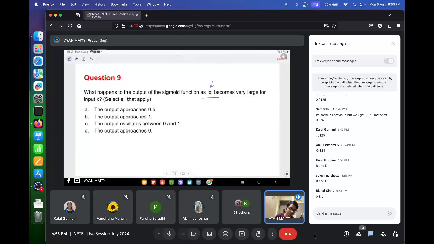Vishal Sinha says B and D, Kajal says B and D, Sushma says B and D.